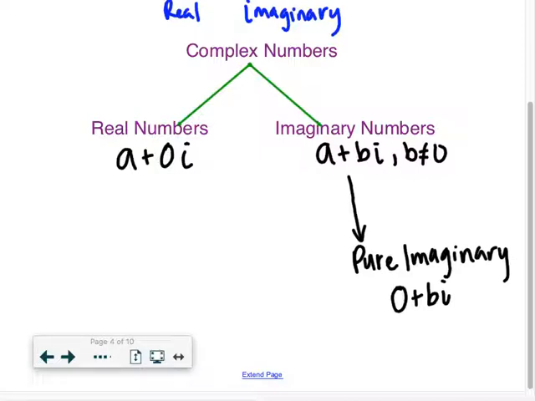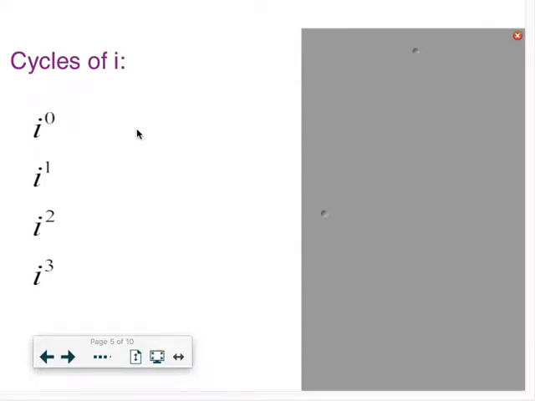so jury's still out based on talking to my previous 2 classes whether or not you talked about cycles of i in Algebra 2. I'm not convinced one way or another. I thought maybe you did, but I'm not sure. So we're going to look at the cycles of i next.